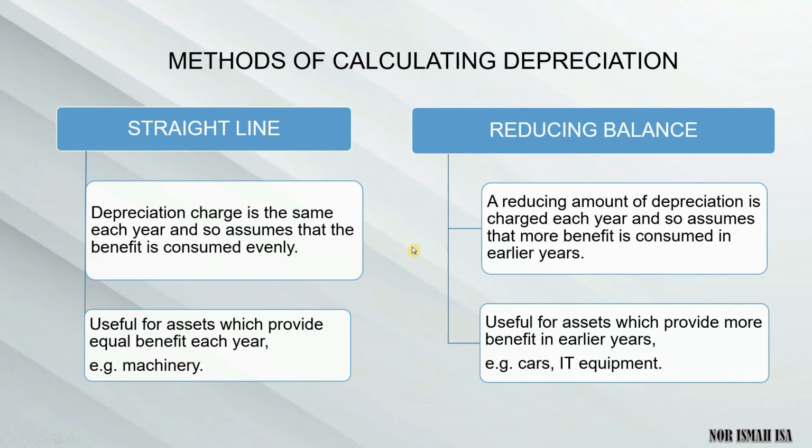As for the reducing balance method, a reducing amount of depreciation is charged each year, and it assumes that more benefit is consumed in the earlier years. So the reducing balance method is used for non-current assets where the usage is greater in the first or earlier years, and as time goes on, the usage decreases. So we can use this method in charging the depreciation.